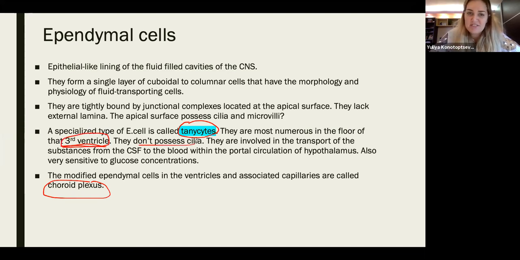They don't possess cilia. Okay, so these cells do not possess cilia, and they're responsible for transporting things from the CSF to the blood. So there are some things that may be too much, maybe glucose. Okay, so that's the area where you will pump the glucose from the CSF to the blood.